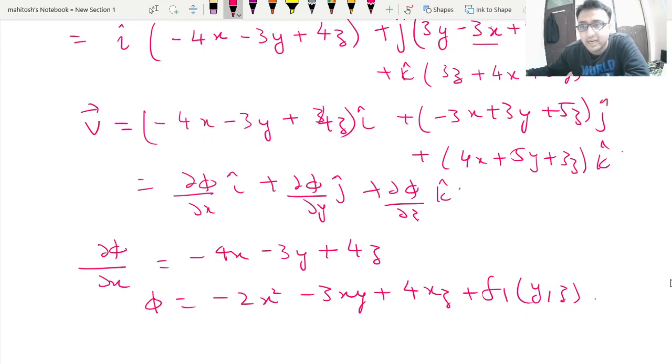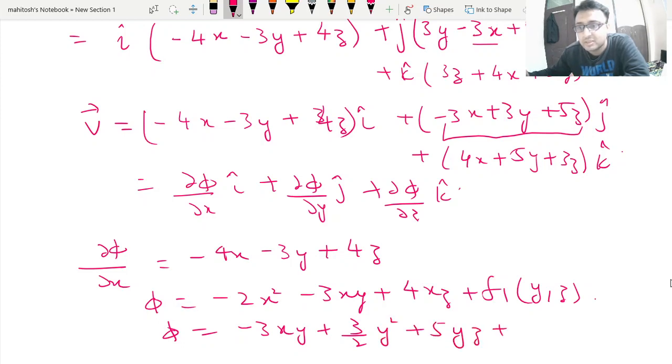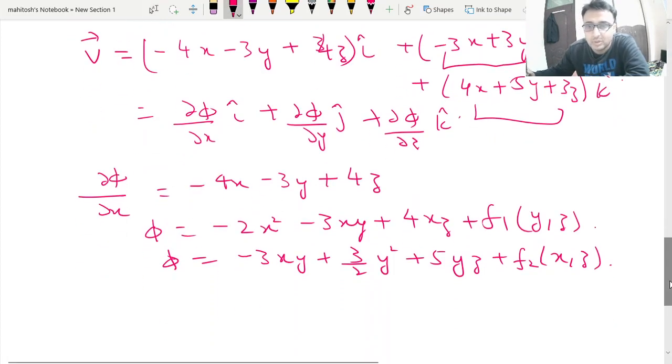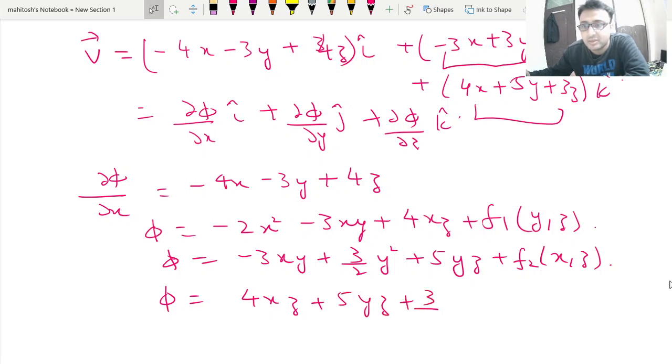Similarly, we can write for this part straight away. I can write this as, here it is with respect to y, so this is 3 by 2 y square plus 5yz plus f2 of xz. Similarly, for this part also you can write. So both ways we are doing essentially the same thing. This is 4xz plus 5yz plus 3 by 2 z square plus f3 of xy. Okay.